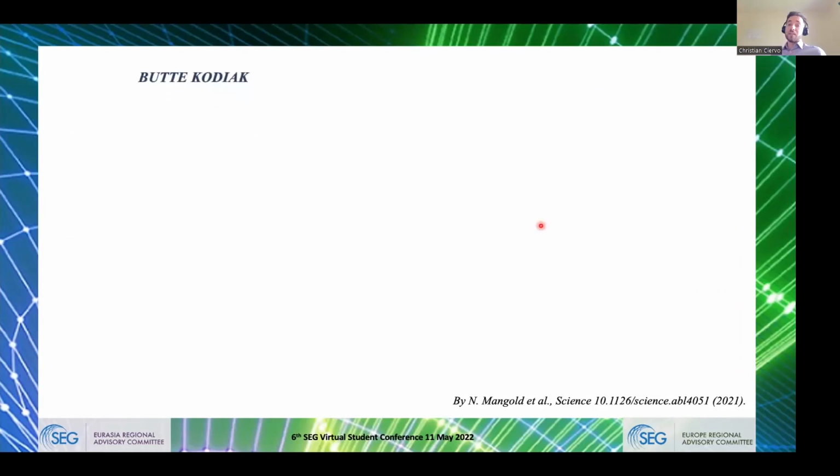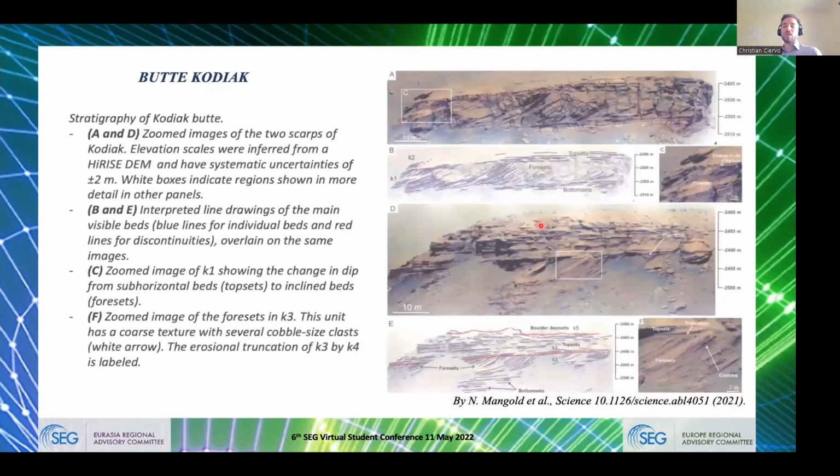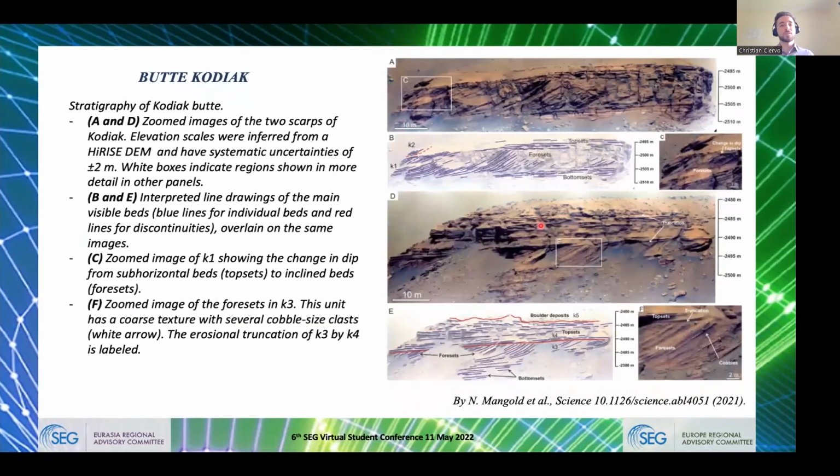Let's focus on the Kodiak butte. That is a sedimentary structure found thanks to the camera present on the Perseverance rover, which was situated just 2 kilometers from it, at Octavia Butte, as I said in the previous slide. And we can see here that it is a pretty similar structure to those we have on planet Earth. In fact, here we have a structure like a hill with a flat top and fairly steep slopes.